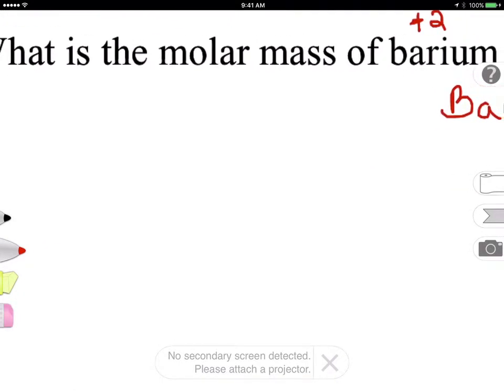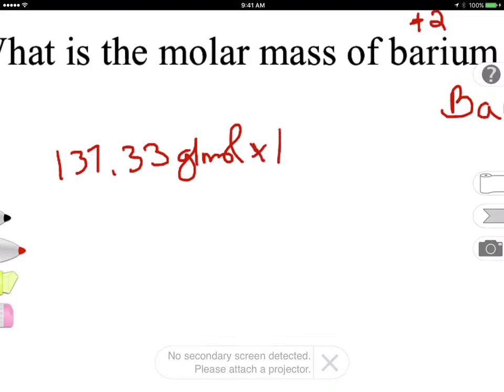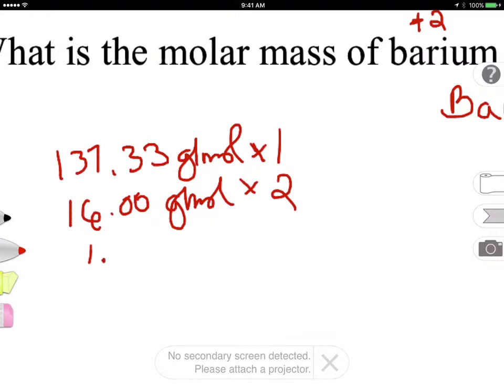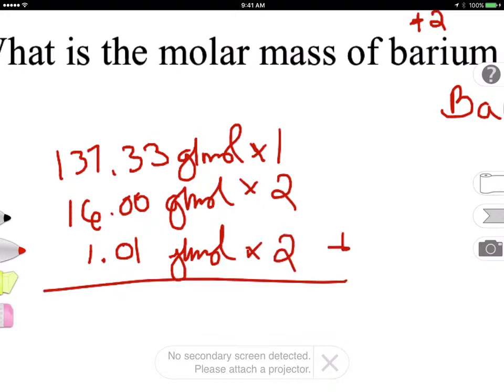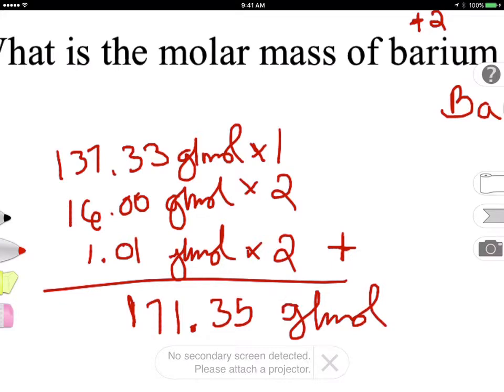Okay, barium is 137.33 grams per mole, and we just multiply by 1, because there's only one of them. The next one, oxygen, 16.00 grams per mole, and there's 2 of them, so we'll multiply by 2. And then the last one is hydrogen, 1.01 grams per mole, also multiply that by 2. Go ahead and add those all up, and we're going to get a total of 171.35 grams per mole.